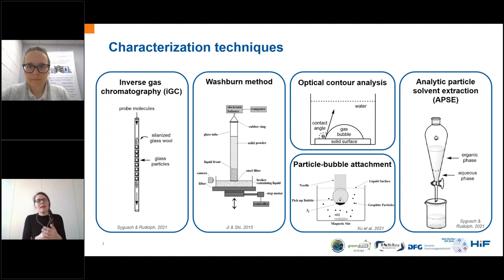And we also have some analytic particle solvent extraction tests. So we have a separating funnel with two phases. In the bottom you have the aqueous phase, and in the top you have the organic phase, in our case cyclohexane. You disperse the particles inside, you let it rest and wait for the phases to separate. And afterwards, after the phase separation, you can see how many particles transferred to which phase.